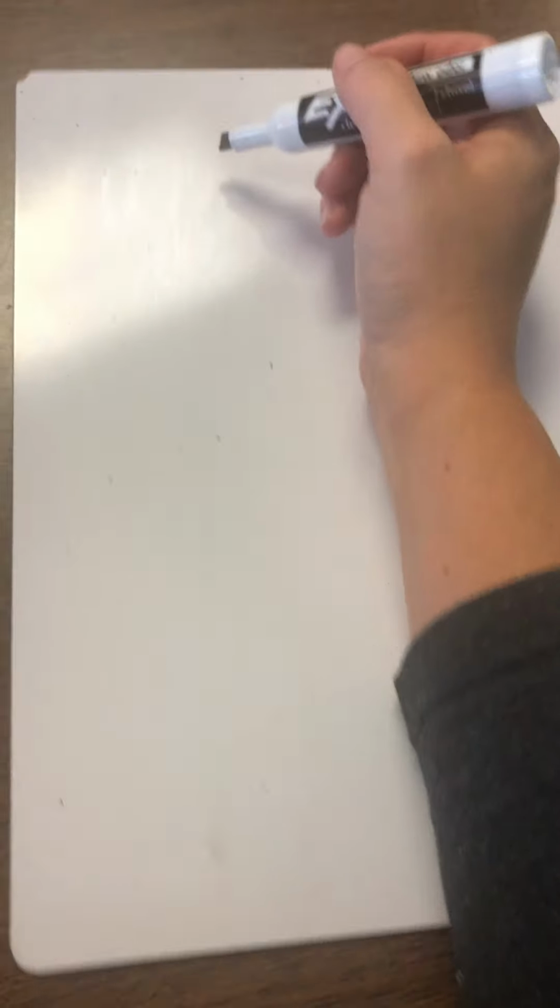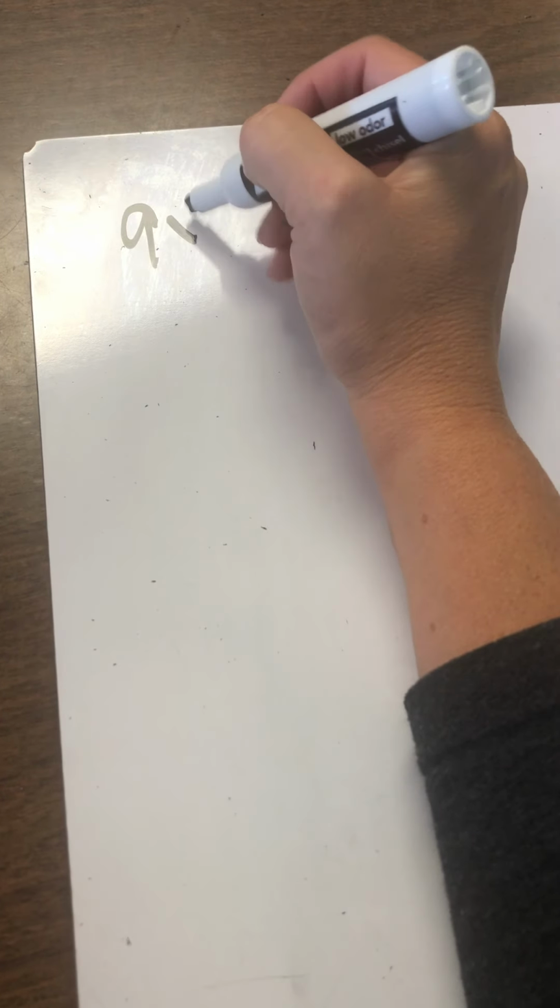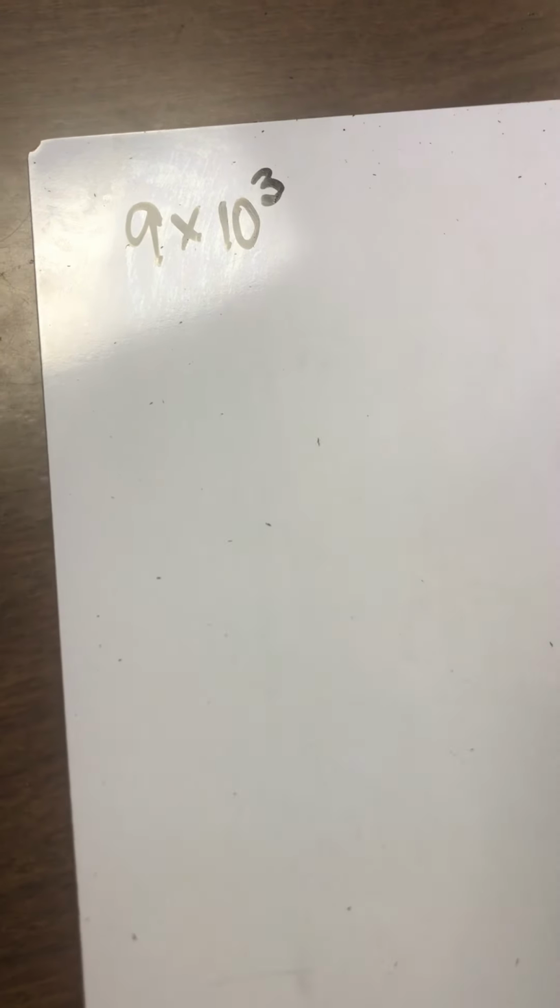We're going to talk about multiplying and dividing by powers of 10, both whole numbers and decimal numbers. And as long as you focus on the place value, it's not going to matter if it's a decimal number or a whole number.